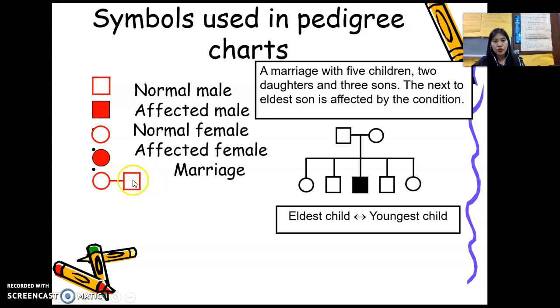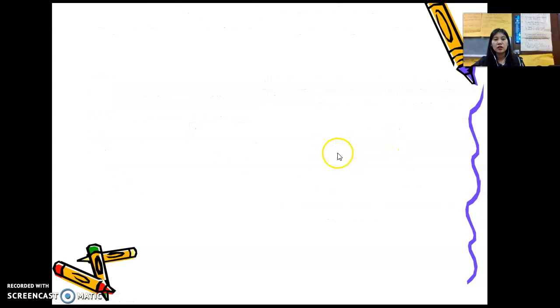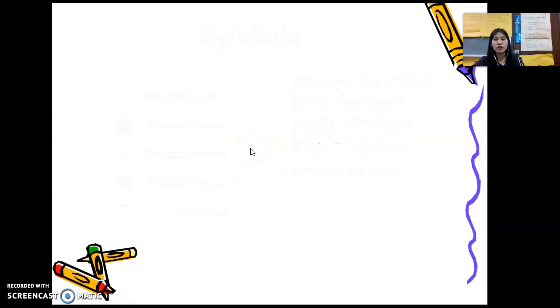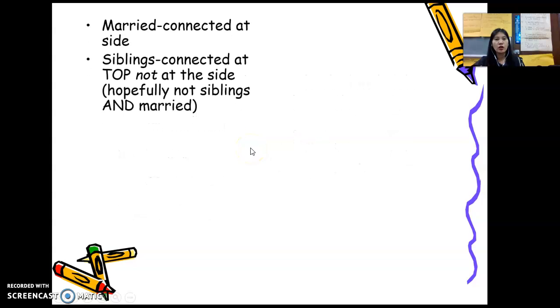And when you have this symbol, it means marriage. So the male and the female got married. All right, so we have here the normal male. Shaded individuals have the trait you're studying. So you are studying this affected male or affected female. Okay, boys are represented by squares, girls by circles. You know that one. So married couples are connected at the side, siblings connected at the top, not at the side. At the top, okay, not at the side.